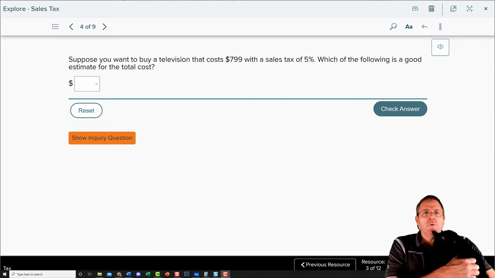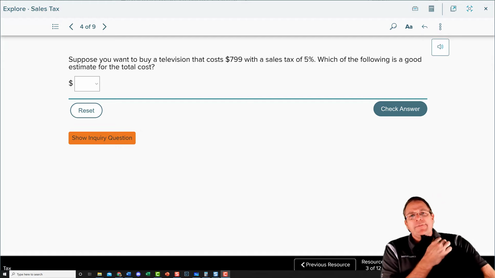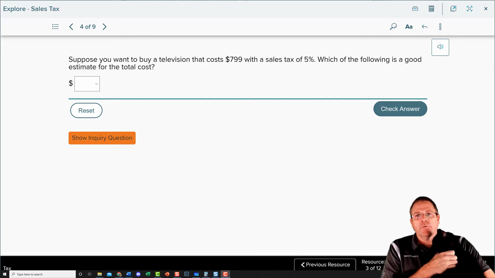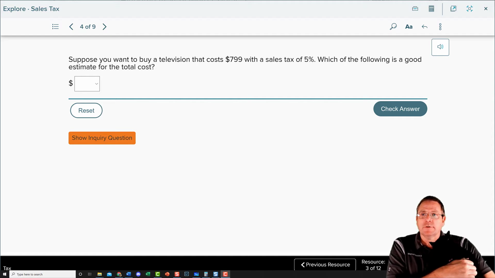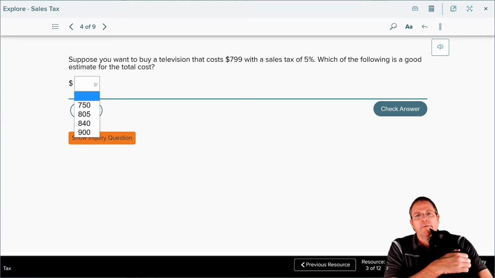Now, suppose that you want to buy a television and it costs $799, almost $800, and once again you have a 5% sales tax. Which of the following do you think is going to be a good estimate? Well, let's see what our choices are.